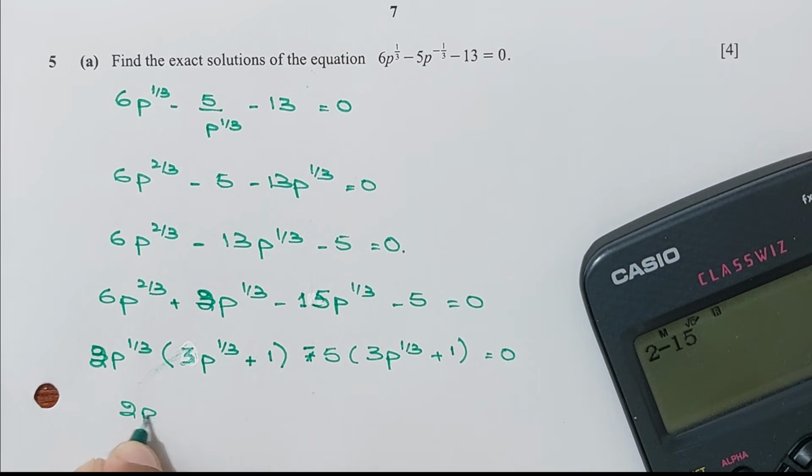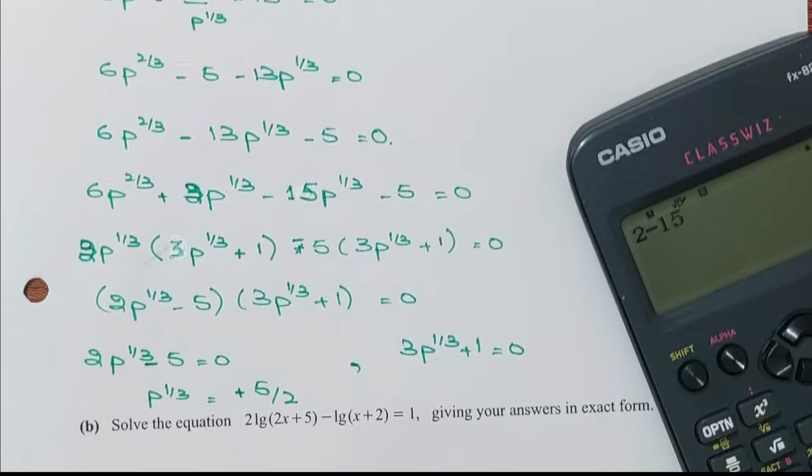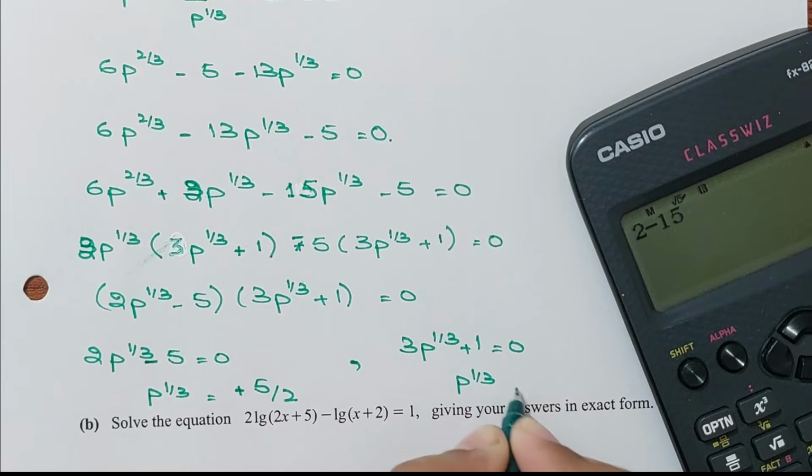So the two factors are 2p^(1/3) minus 5 and 3p^(1/3) plus 1 equals to 0. From here, putting both factors equal to 0: 2p^(1/3) minus 5 equals 0, so p^(1/3) equals 5 divided by 2. It's positive, sorry. And the other is 3p^(1/3) plus 1 equals 0, so from here we have p^(1/3) would be minus 1/3.